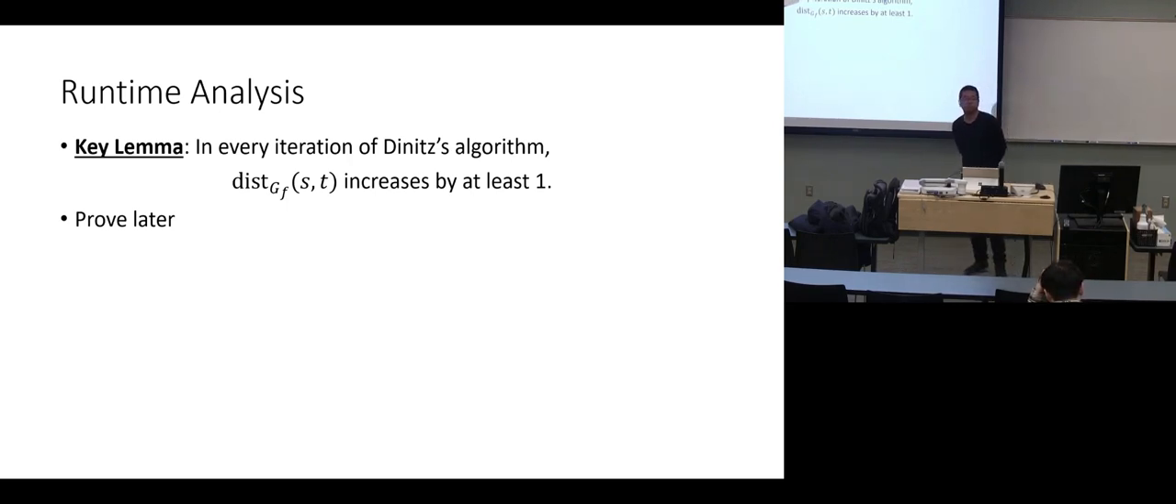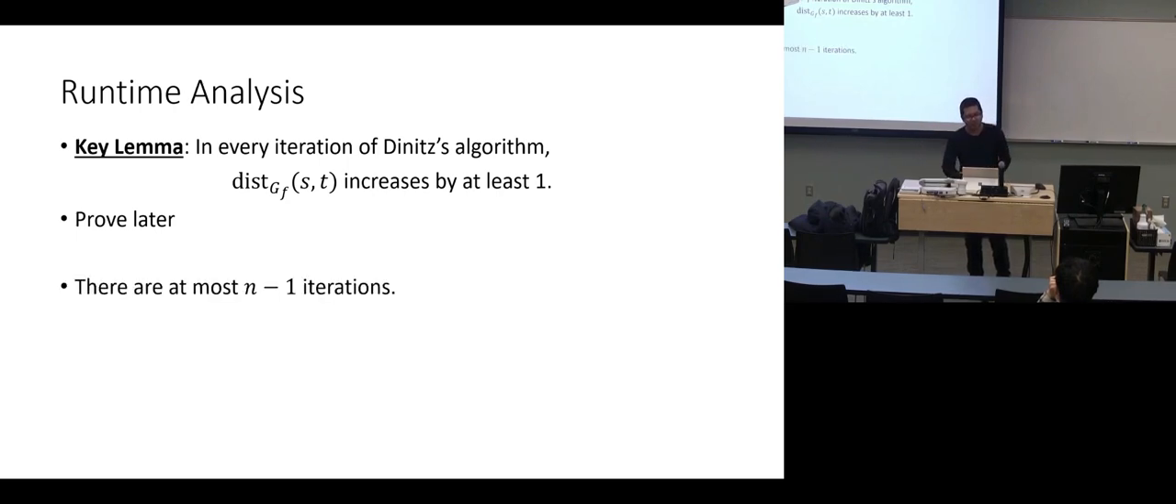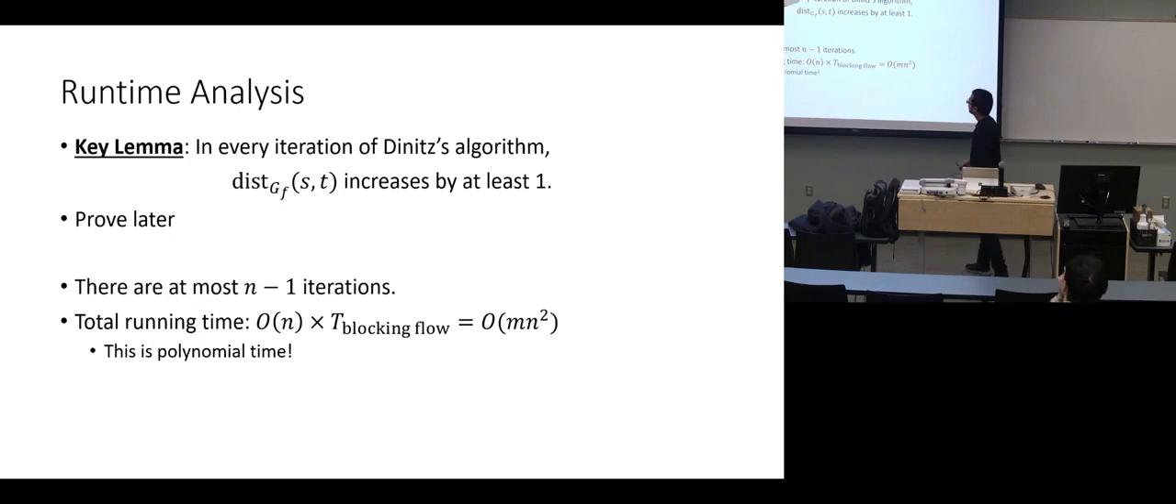How many iterations of Dinic's algorithm can there be? N-1. Yeah, exactly. Because if it's more than N-1, then the distance is at least N, but that just means there is no path from S to T. So there can be at most N-1 iterations. And the running time is N-1 iterations of computing a blocking flow, plus the linear time you spend updating the flow and residual graph. So that's polynomial time, right? Because a blocking flow you can do in polynomial time.